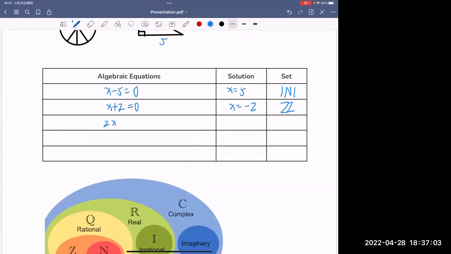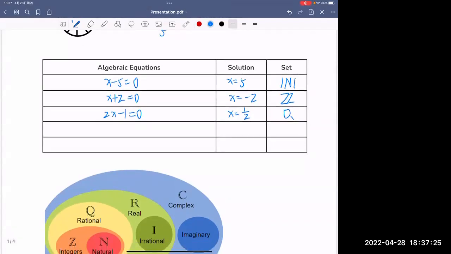And what about 2x minus 1 equal to 0? The solution for 2x minus 1 equal to 0 is x equals 1 over 2. And 1 over 2 is a fraction, so it is a rational number, but we use the letter Q to represent rational numbers, which stands for quotient.